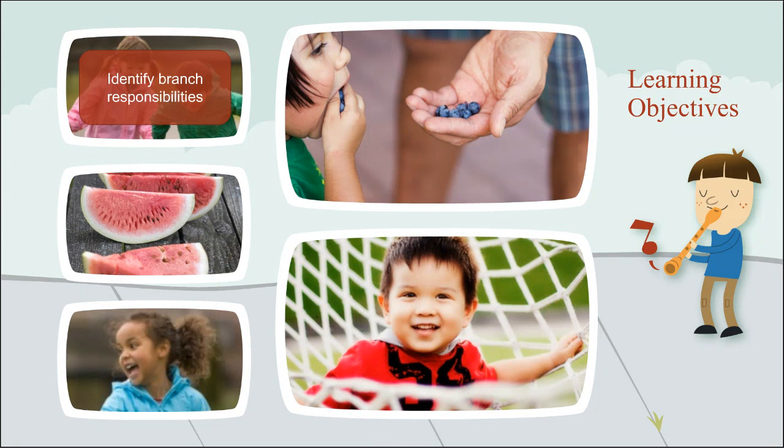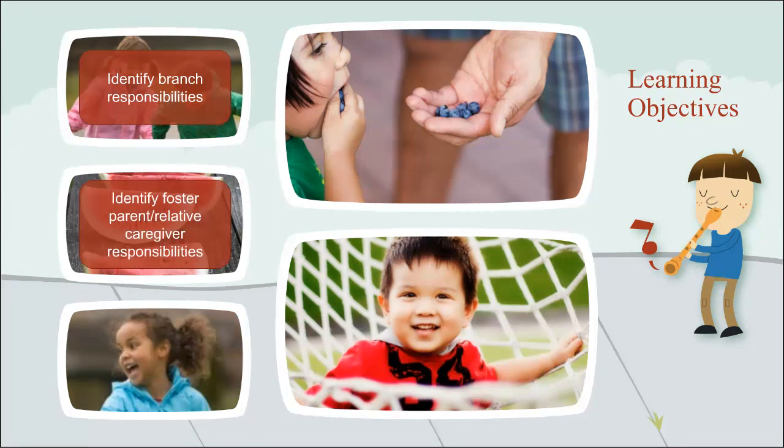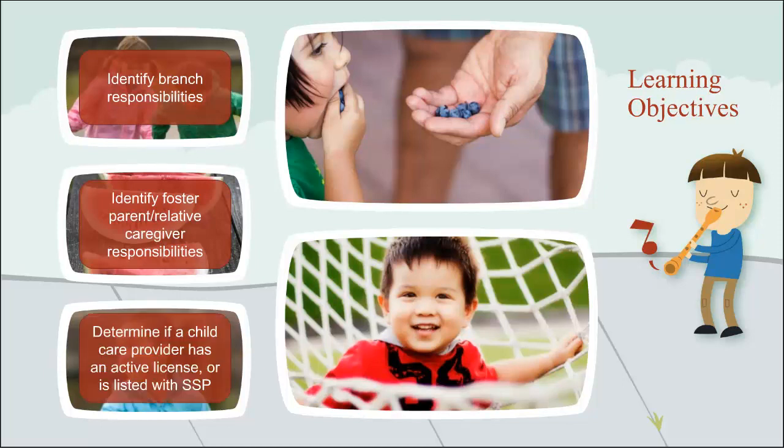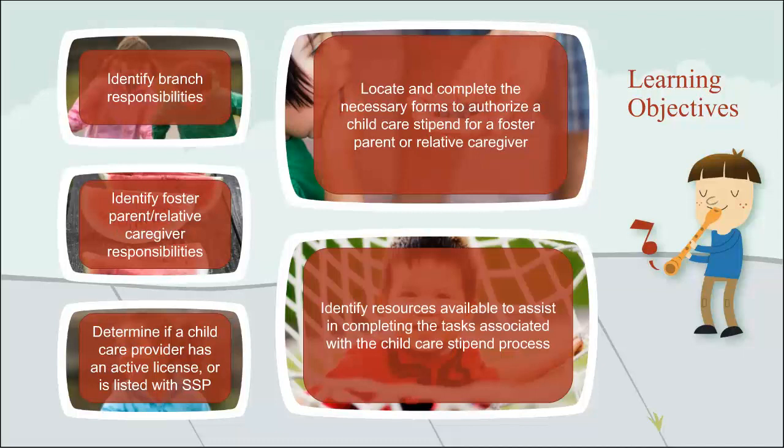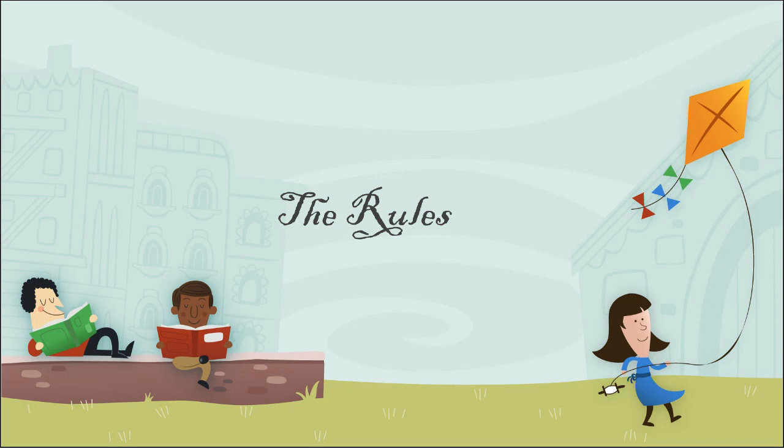By completing this webinar, we hope that you will be able to identify the branch responsibilities as well as the responsibilities of the parent, of the foster parent or relative caregiver, determine if a child care provider has an active license or is listed with SSP or has been approved by their certifier, that you will be able to locate and complete the necessary forms to authorize a child care stipend for a foster parent or relative caregiver, and finally that you can identify resources available to assist you with this as we start this process here today, May 1st.